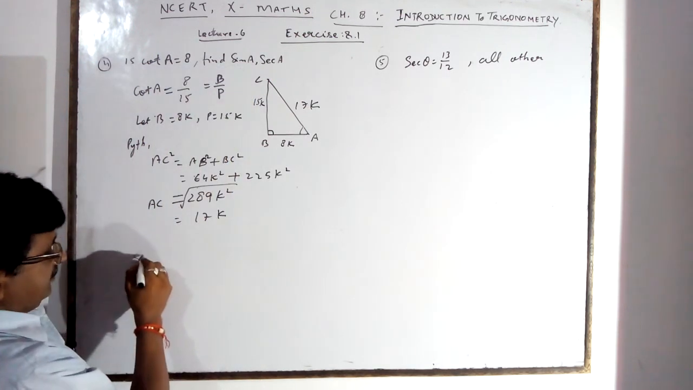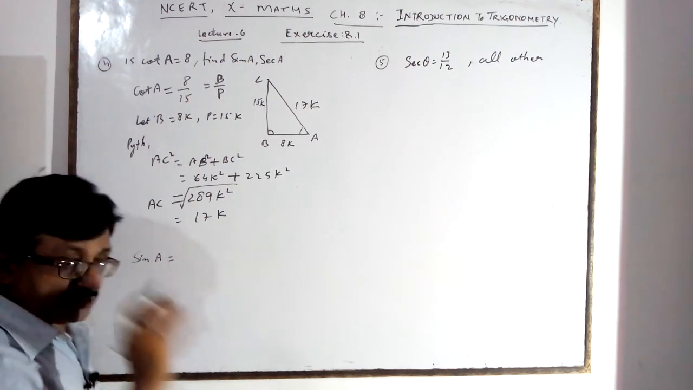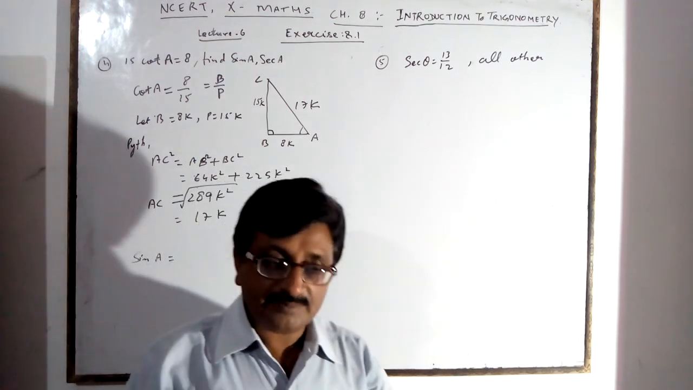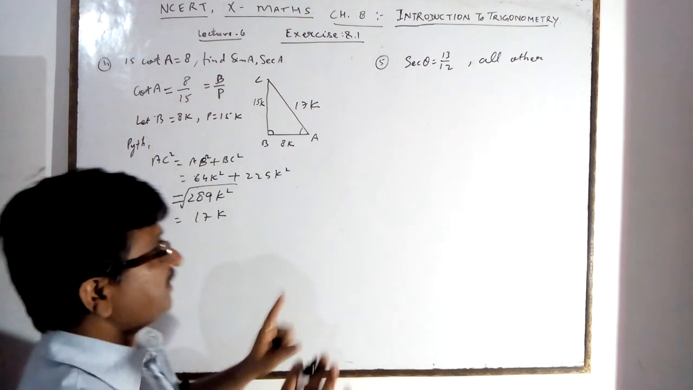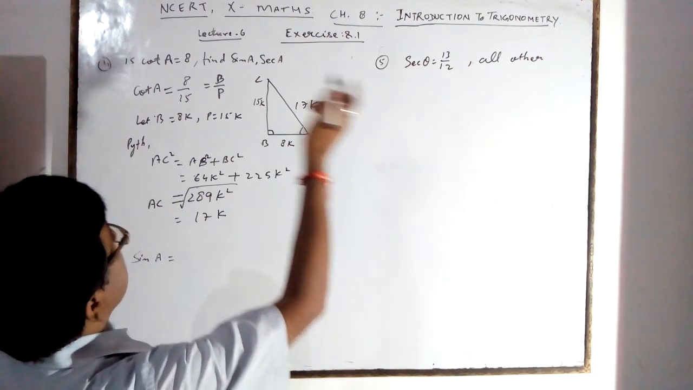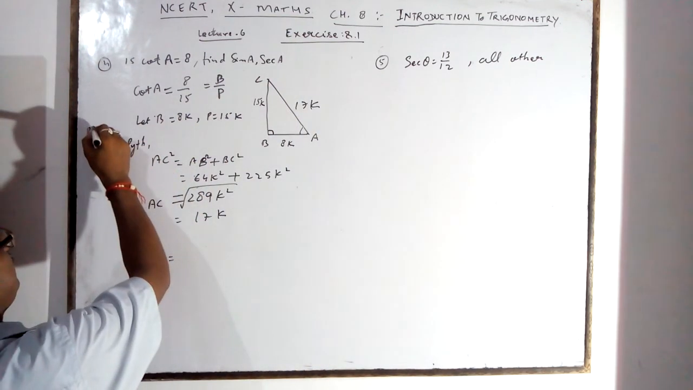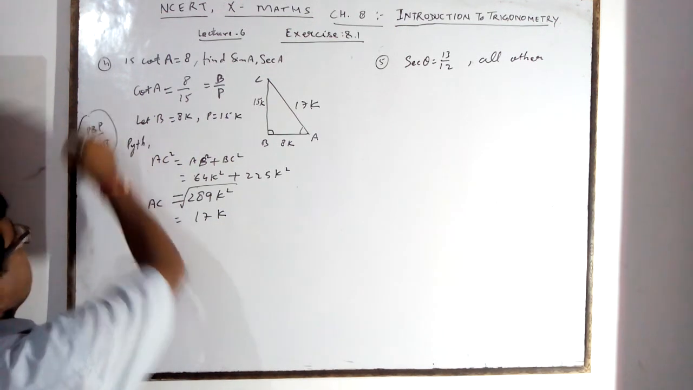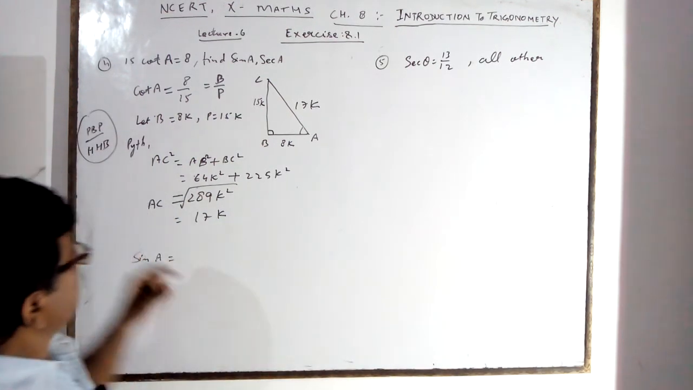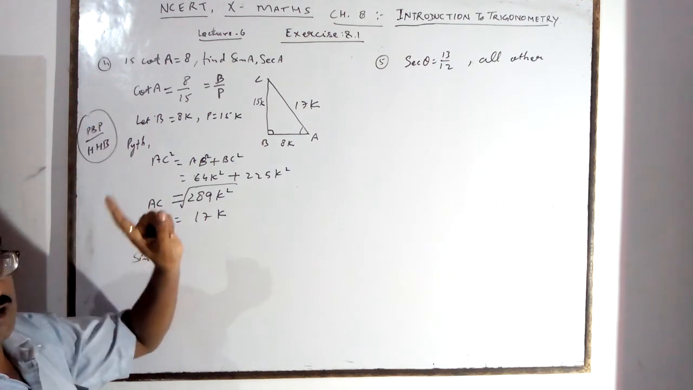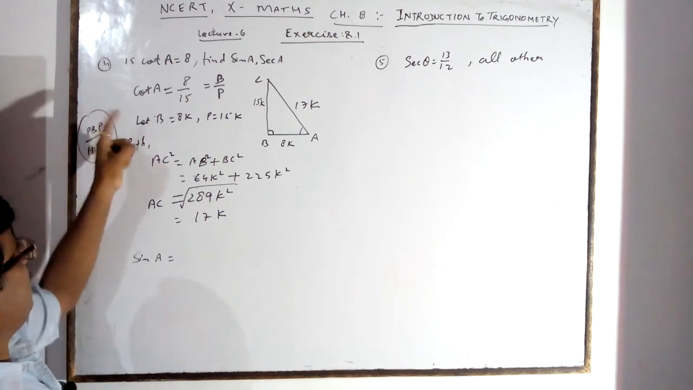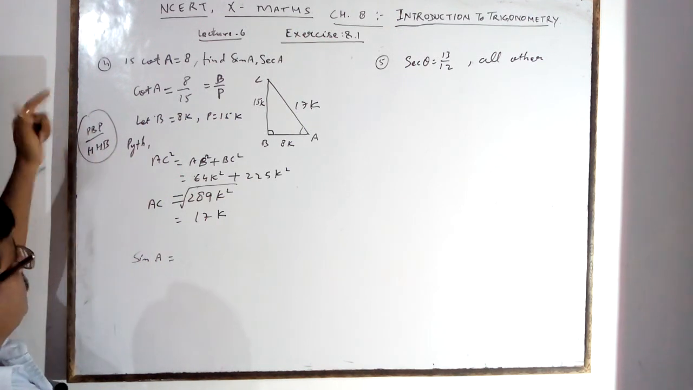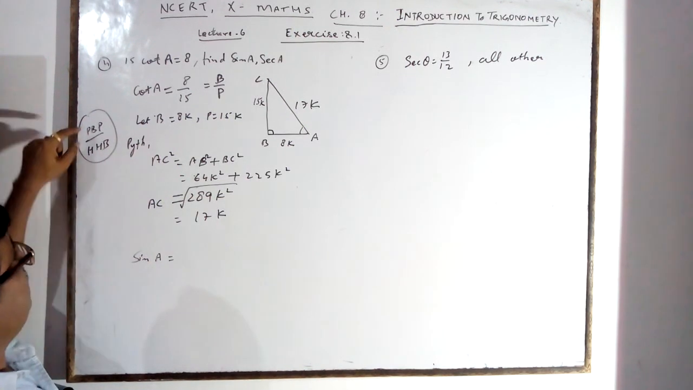Now what do you want? Sin A. If you forgot the formula, learn the slogan: Pandit Badri Prasad Har Har Bole. PBP HHB, write it down in one corner. This is very important for the whole chapter. Sin, cos, tan, then cot, sec, cosec are reciprocals. Sin A means P upon H.